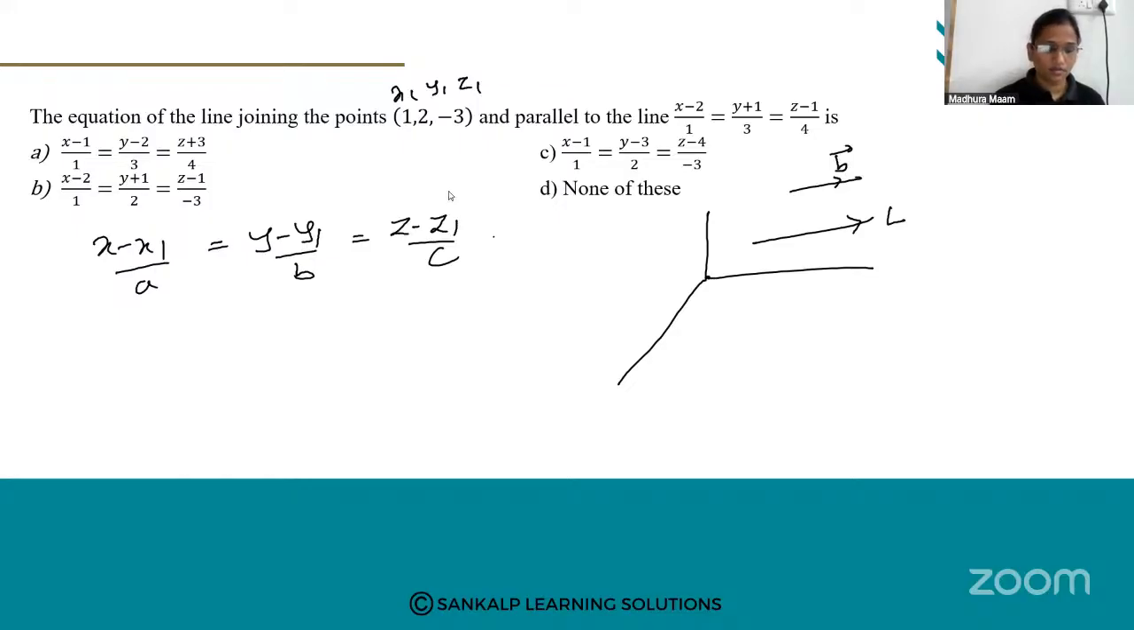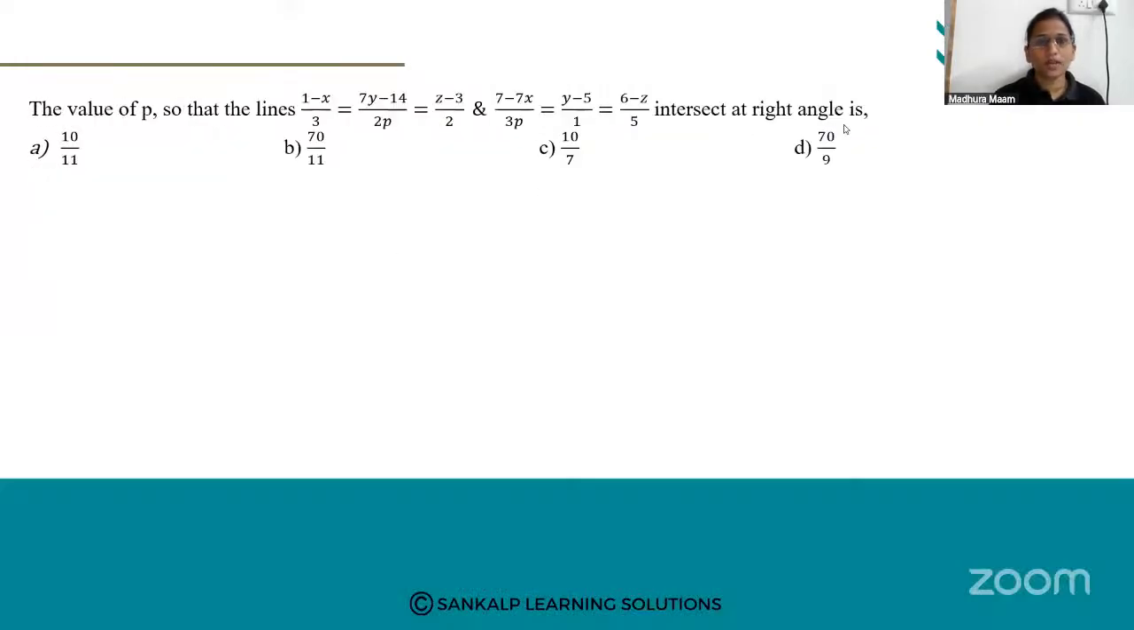Okay, yes, next question. What are they asking? The value of P so that the lines 1 minus x by 3 equals 7y minus 14 by 2p equals z minus 3 by 2, and 7 minus 7x by 3p, y minus 5 by 1, 6 minus z by 5 intersect at right angle.